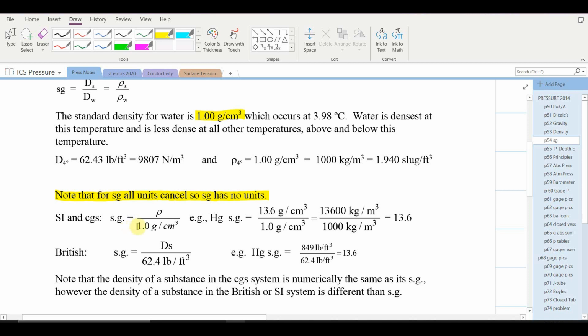The weight density of water is 1 gram per cubic centimeter. The specific gravity of water is 1. The weight density of mercury is 13.6 grams per cubic centimeter, and the specific gravity of mercury is 13.6. It's convenient for those of us who work in the lab that specific gravity is numerically the same as weight density if you work in the CGS system. And this is not true in other systems of density. For example, in the SI system, the density of mercury is 13,600 kilograms per cubic meter, and that is numerically different than the specific gravity.